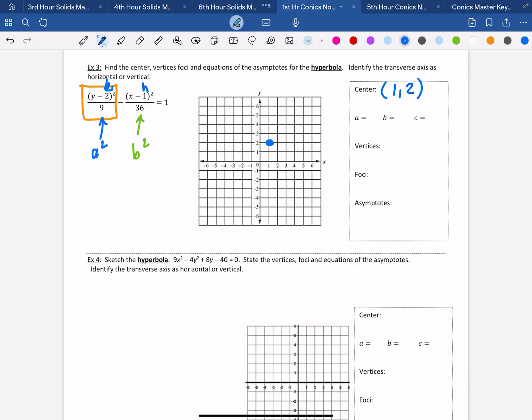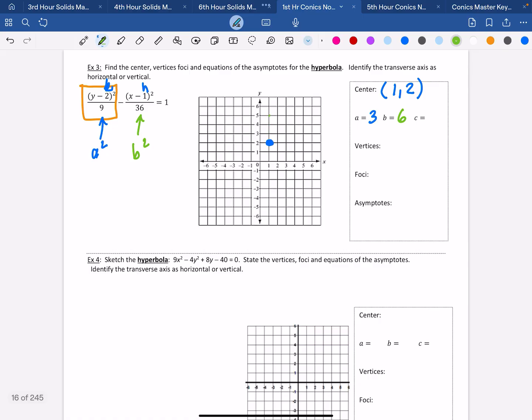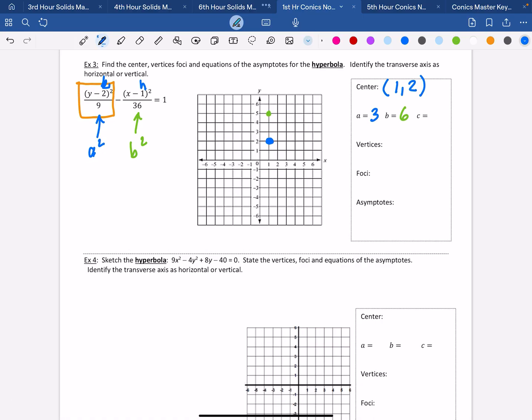All right, and then we're going to get our a value. The square root of 9 is 3. So there's a. Your b value is the square root of 36. So you get 6. All right, so we are going to go up 3 and down 3. 1, 2, 3 from center. And down 3, 1, 2, 3 from center. So those are your vertices.